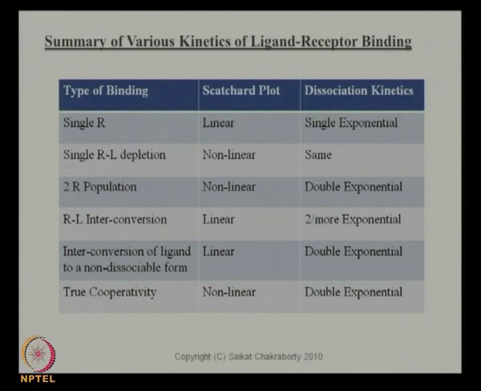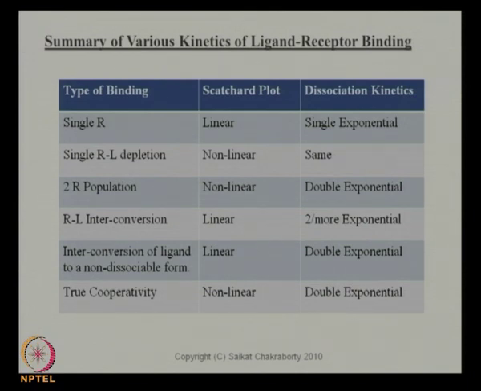Now, there is the interesting case of two different receptor populations, where the Scatchard plot is nonlinear and the dissociation kinetics is double exponential. We discussed at the beginning of this class that if the dissociation constant of one is very different, very large compared to the dissociation constant of the other, we are in business and we can separate out the association and dissociation rate constants of the two cases. Otherwise it is very hard.